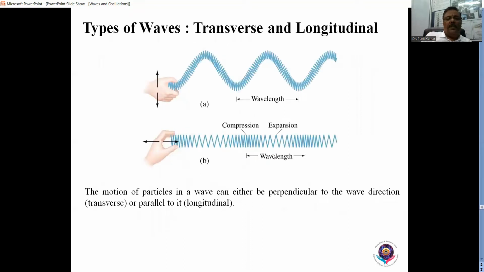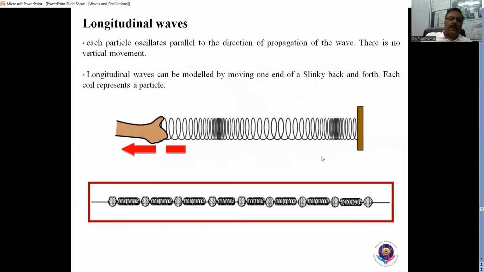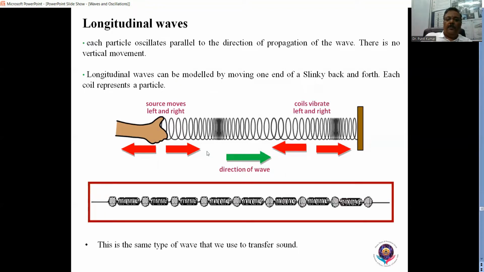As I pointed out earlier, there are two kinds of waves, longitudinal and transverse. If the disturbance is traveling and the vibrations of the medium are oscillating in the perpendicular direction, it's a transverse wave. If they are oscillating in the same direction as the propagation of the disturbance, that is called a longitudinal wave. So this is a longitudinal wave. The disturbance is also in the same direction.